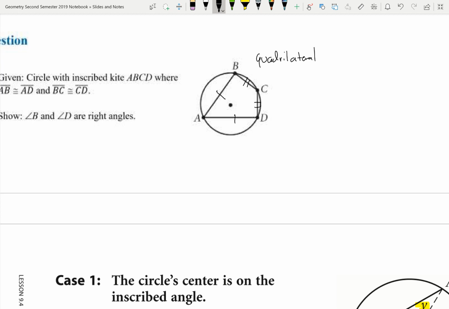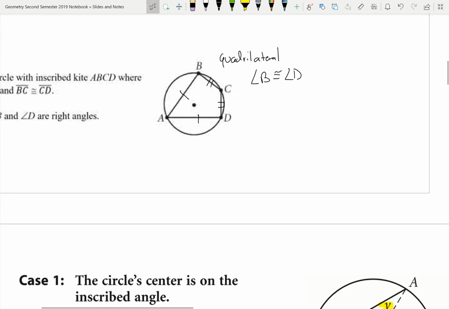And we do have a bunch of conjectures from the quadrilaterals chapter in the textbook. One of them says that angle B is congruent to angle D. It's called the kite angles conjecture. It says that the non-vertex angles of a kite are congruent.